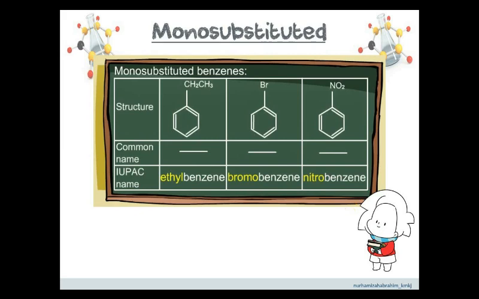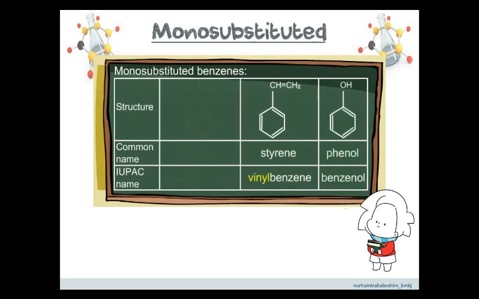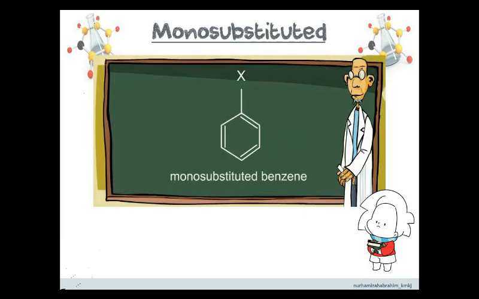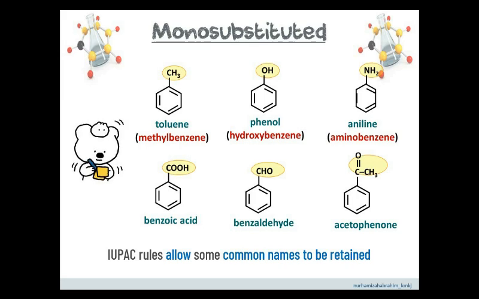Many monosubstituted benzenes have common names too. They are so widespread that the International Union of Pure and Applied Chemistry retained them in the nomenclature system as parent names. Toluene, styrene, phenol, aniline, benzoic acid, and benzaldehyde are examples of such names. As stated before, based on the IUPAC rules, some common names are retained, such as toluene, phenol, aniline, benzoic acid, benzaldehyde, and also acetophenone.